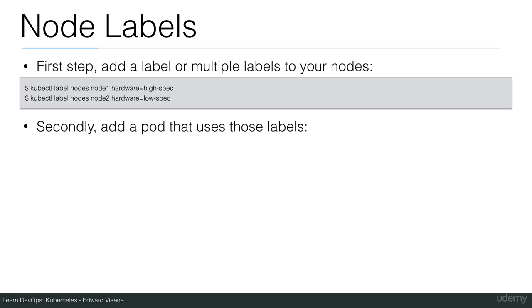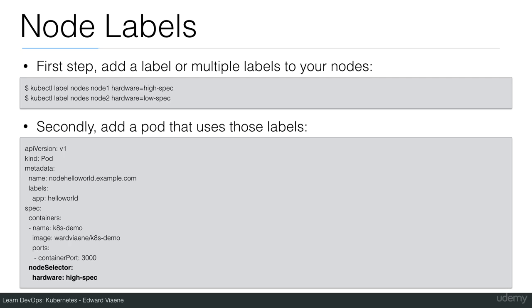Secondly, you add a pod that uses those labels. Here we have a pod definition, and we just added the node selector. This node selector says hardware needs to be high spec. This pod will only run on nodes that have the label high spec. I will show you how this works using a deployment with a node selector in the next demo.